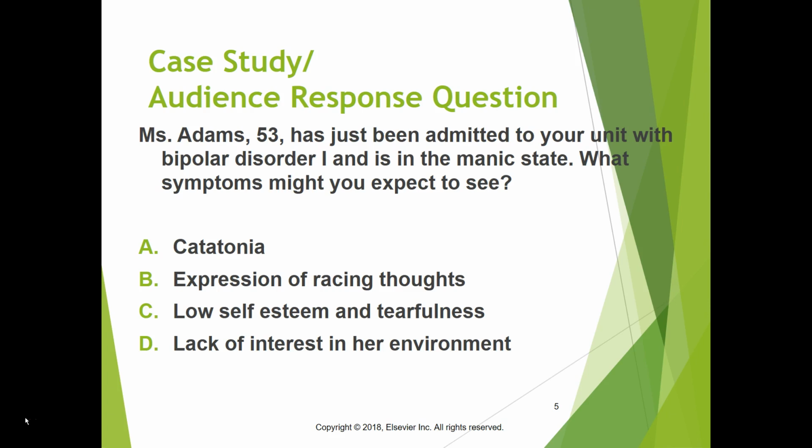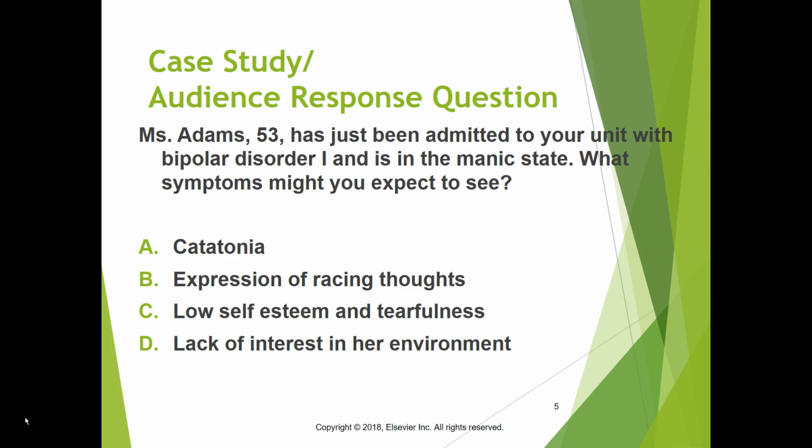B, expression of racing thoughts. C, low self-esteem and tearfulness. And D, lack of interest in her environment. So I'm hoping that you maybe guessed that the correct answer would be B, expression of racing thoughts.